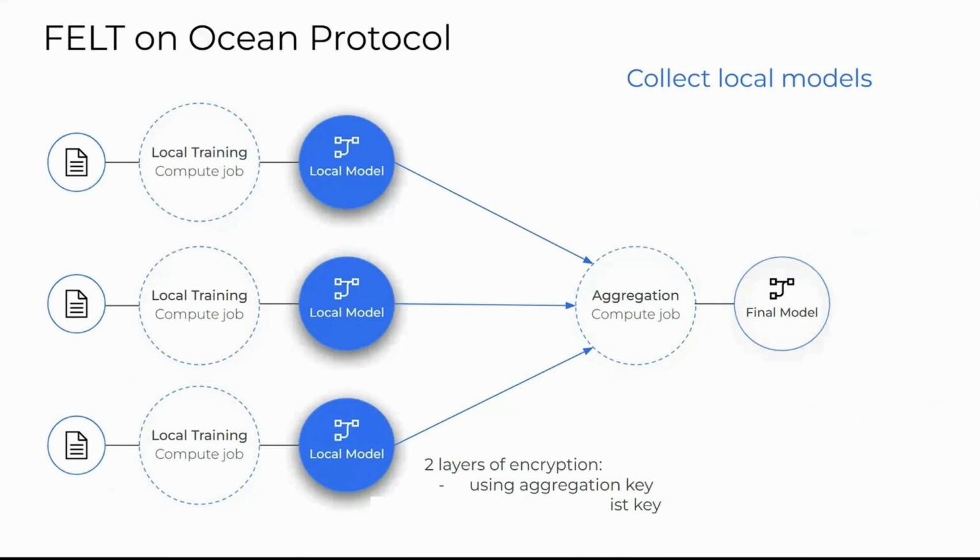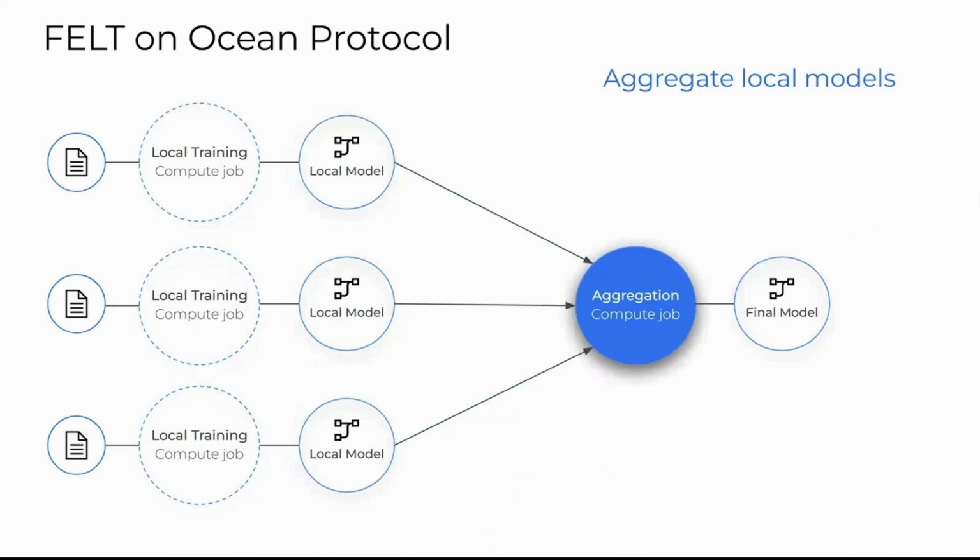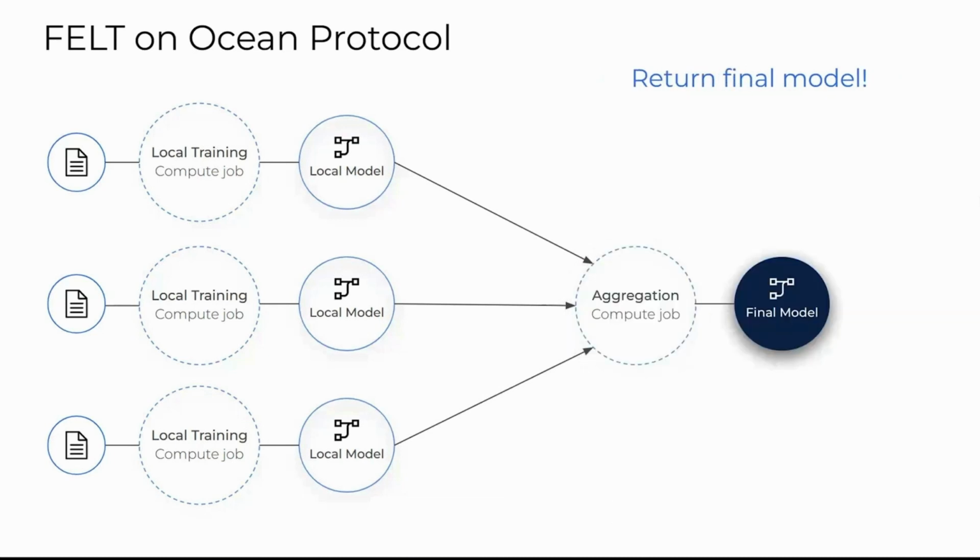So it first has to go to the aggregation, which is also a compute job on Ocean. You just start another compute job, which will take these local models, decrypt them, and then aggregate them together. So the insights from each of these local jobs will be put together to create one single final model, which is encrypted for the data scientist and sent to them. Finally, the data scientist will receive the final model, which only the data scientist who started the whole training can decrypt and use. And yeah, this is the state of what we have right now.